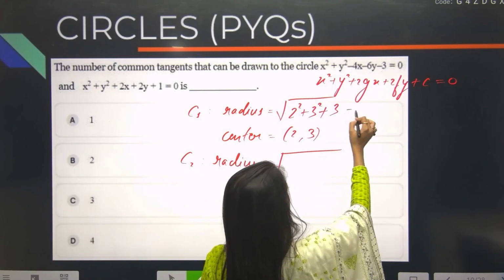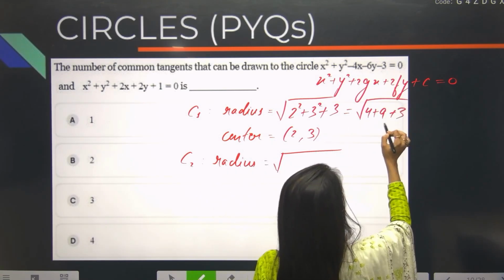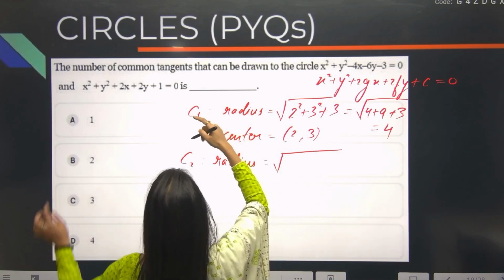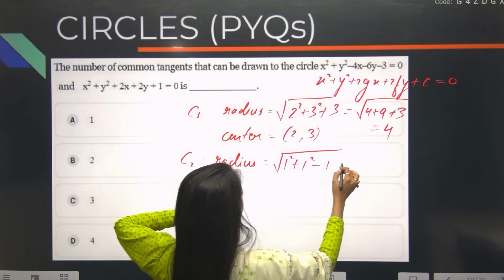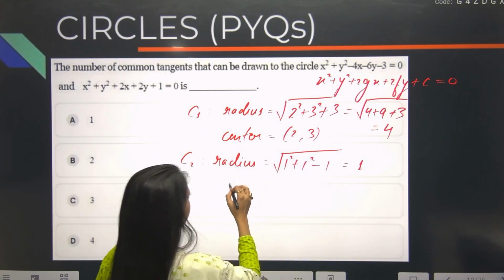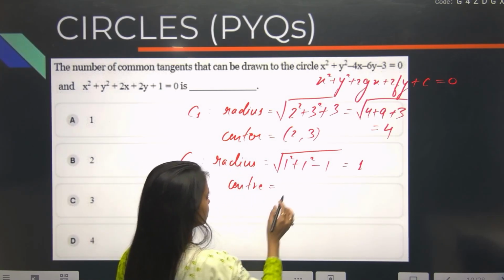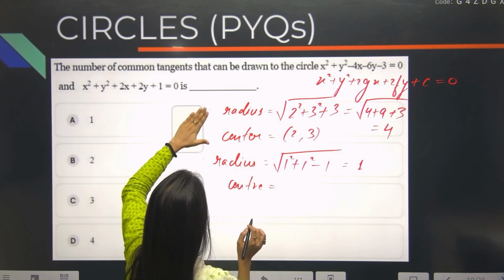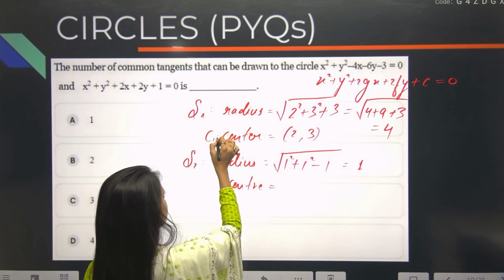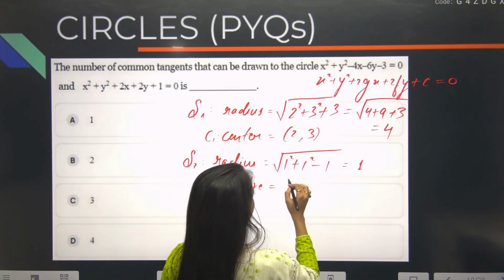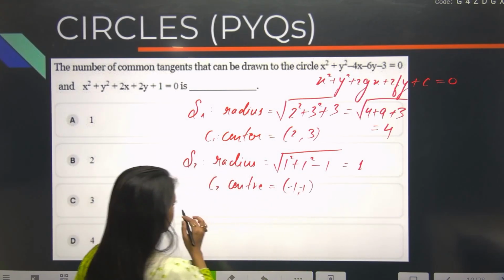This is four. This is 1 plus 1 minus 1, 2 minus 1, 1. And the center is, so let the circles be S1 and S2, and the centers be C1 and C2 correspondingly. And this is minus 1 comma minus 1. Now let's find out C1C2.